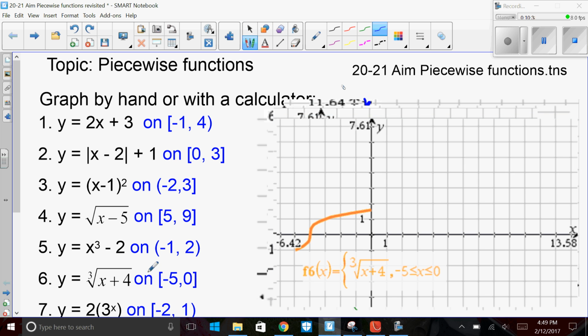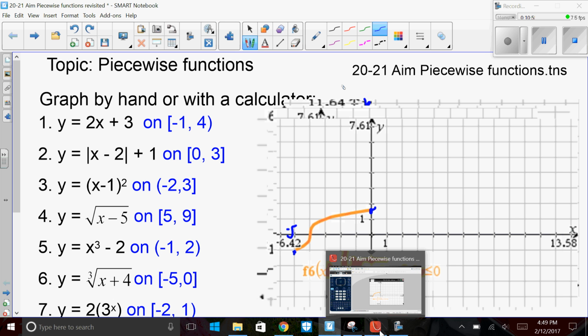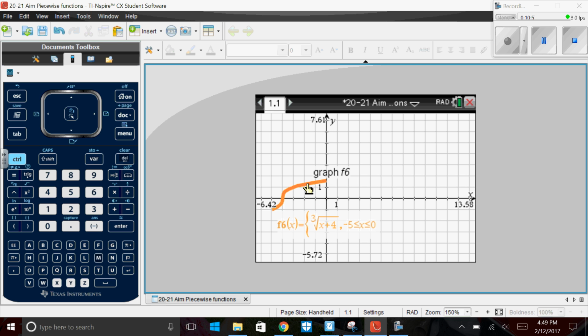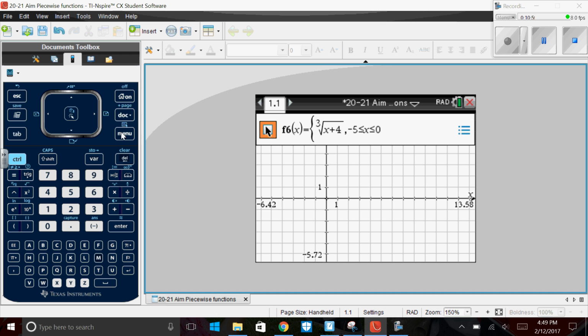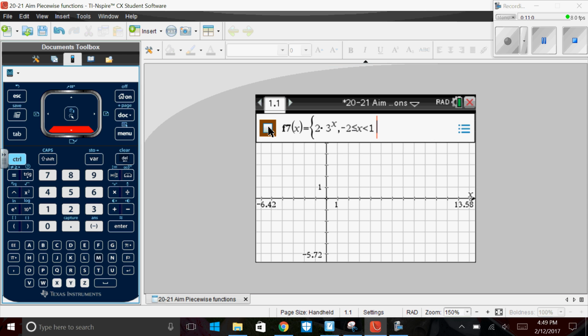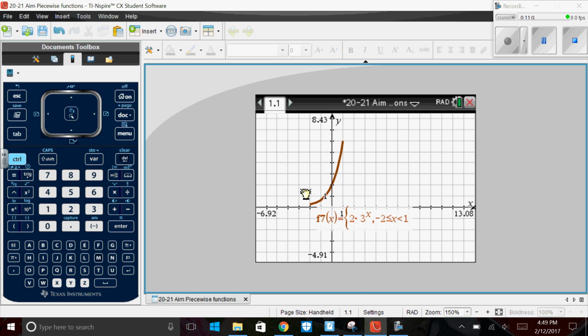Okay. So negative 5 comma 0. 1, 2, 3, 4, 5. Here's negative 5. So I have a filled in circle. And at 0, I also have a filled in circle because 0 is included. So now the last one, number 7, looks like this. It's an exponential.